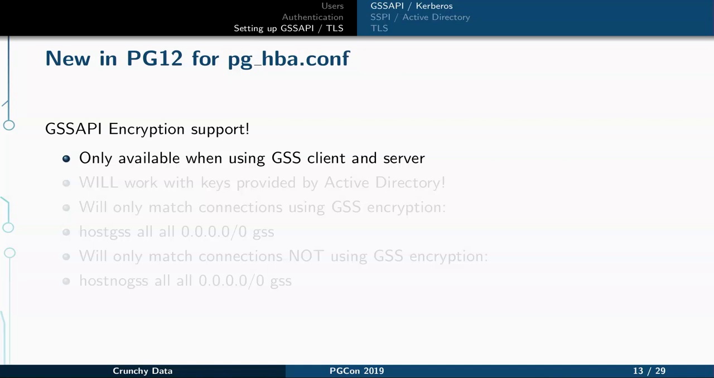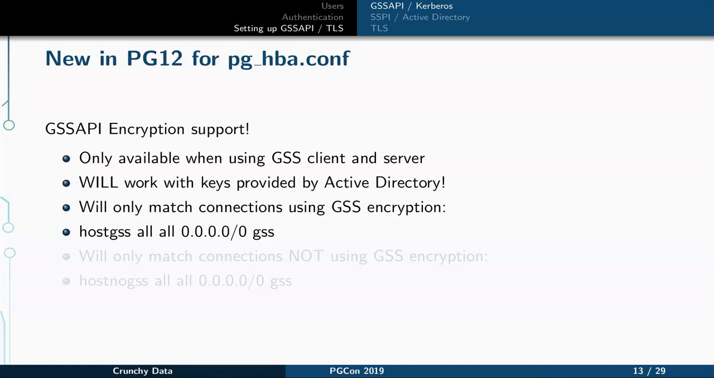One of the things that's new in Postgres 12 is that we have GSSAPI encryption support. It's only available when using GSS as the client and server currently. So this is if you're on a Unix box or a Mac box, connecting to a Unix or a Mac-based Postgres instance. It doesn't currently work with SSPI, but it will work with keys that are provided by Active Directory. The keytabs and the tickets you get from Active Directory should all work just fine.